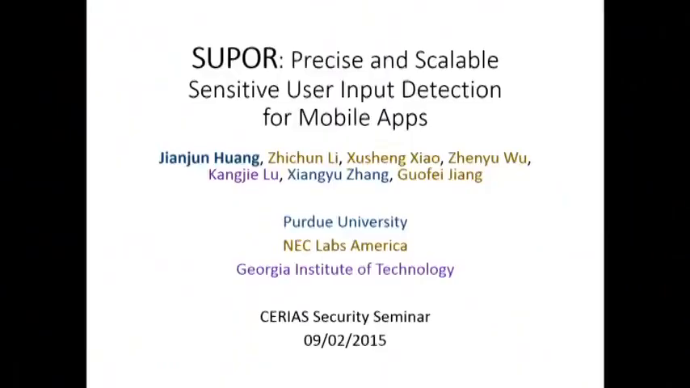Today it's my pleasure to introduce Zhenjun Huang. He is a PhD student in the computer science department at Purdue. His advisor is Professor Xiangyu Zhang. Zhenjun is interested in programming languages, program analysis techniques, and their applications to detecting malicious behavior and vulnerabilities in mobile apps. His research combines static program analysis, text, and GUI analysis.